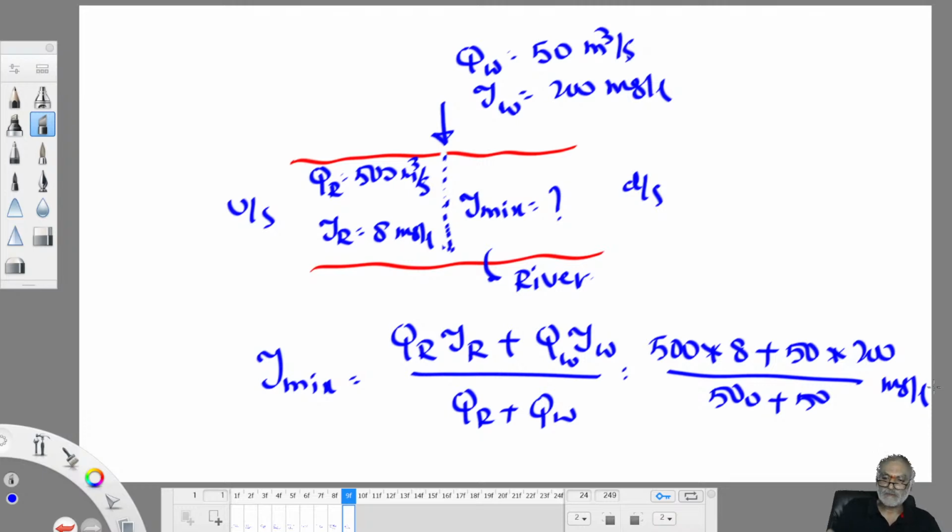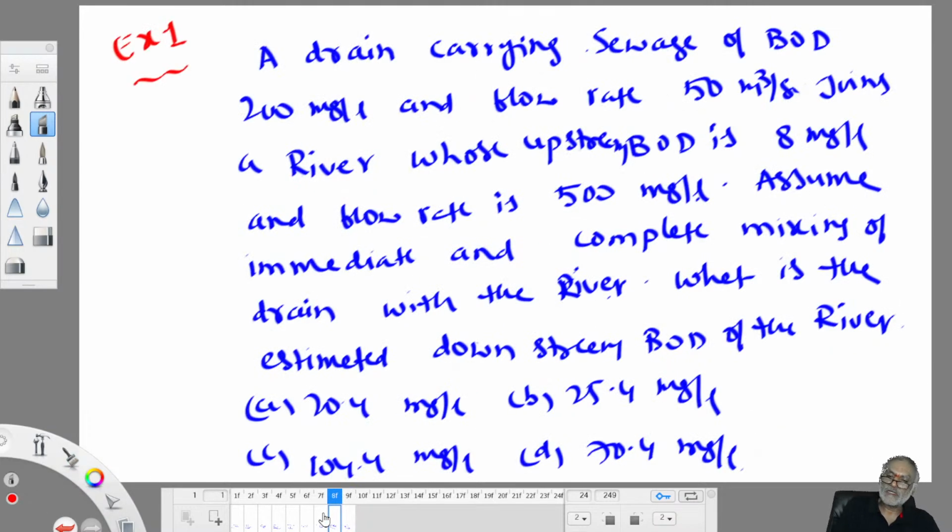Can you work out the answer? So it is 500 into 8 plus 50 into 200, divided by 550. So it is 25.45. So I got 25.45 milligram per liter. That is the answer for this question. Let us verify that the option is there. Yes, this option is matching there. That is the right option.